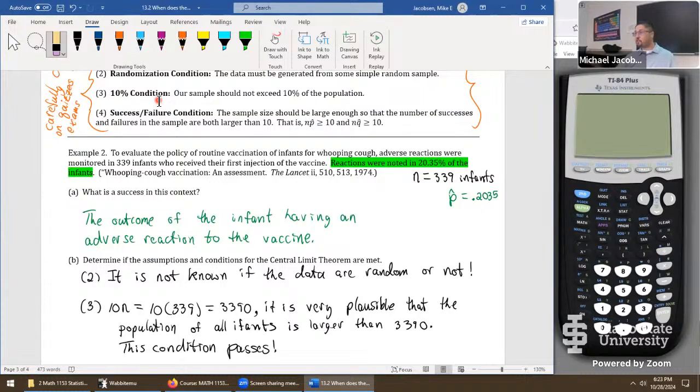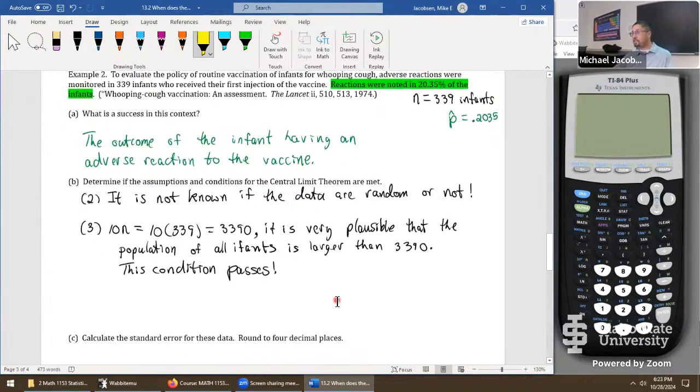Okay, now we move on to the success failure condition. This one's a little bit nicer because it's just a definite process every single time. But notice what they gave us in this problem was a sample size, 339 infants. They never said the exact number that had an adverse reaction. This is the time at which you really do need those formulas right here that we were looking at and hinting at. Sometimes the problems tell you the number of successes. Other times we have to use a formula like this right here to obtain it. So let's go on to step 4.